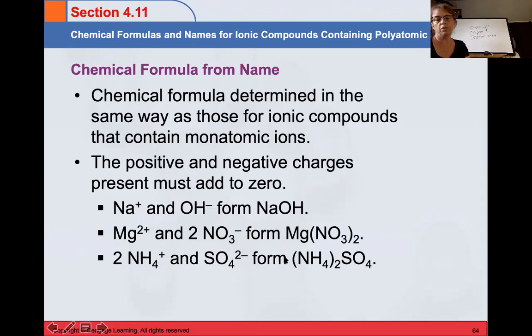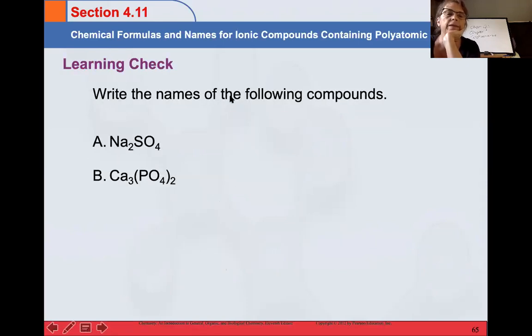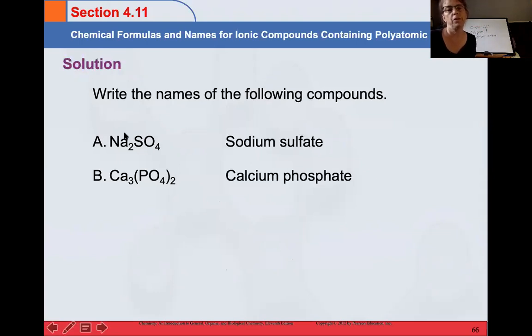And to indicate that there's 2 ammoniums, you just put the NH4 in parentheses, and then that balances out the -2 charge for the sulfate. So to write the names of these compounds, you just need to know the names of these 2 polyatomic ions and the name of these 2 cations. So take a moment, see if you can go and figure those out. So this would be sodium for the cation and sulfate for the anion, and calcium for the cation and phosphate for the anion.